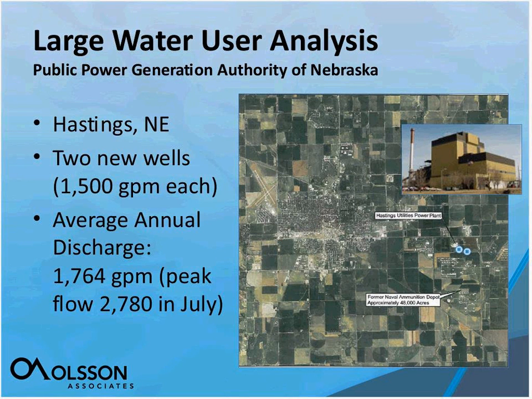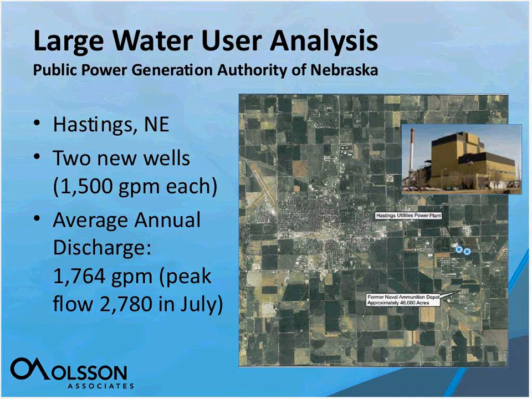So basically what we did, this is for the Public Power Generation Authority of Nebraska. There was a new power plant that was being expanded. And during the expansion, obviously they're going to need some more water to cool the power generation facility. They'll need their cooling water to keep the towers cooled during operations. And so they needed 2 new wells. And these are fairly large capacity wells, 1,500 gallons per minute each well.